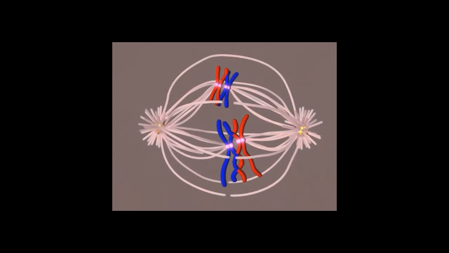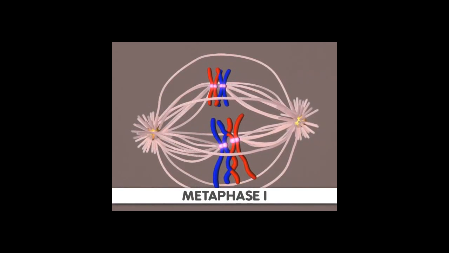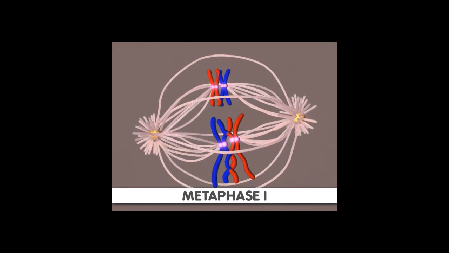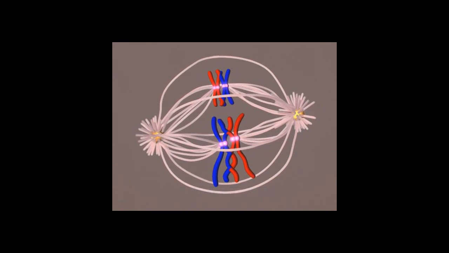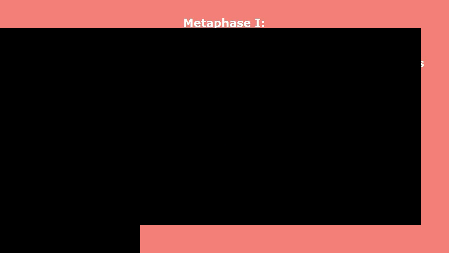The next phase of meiosis I is called Metaphase I. Here, the synapsed chromosomes align at the equator of the cell. The chromosomes align randomly, which results in different combinations each time meiosis occurs.